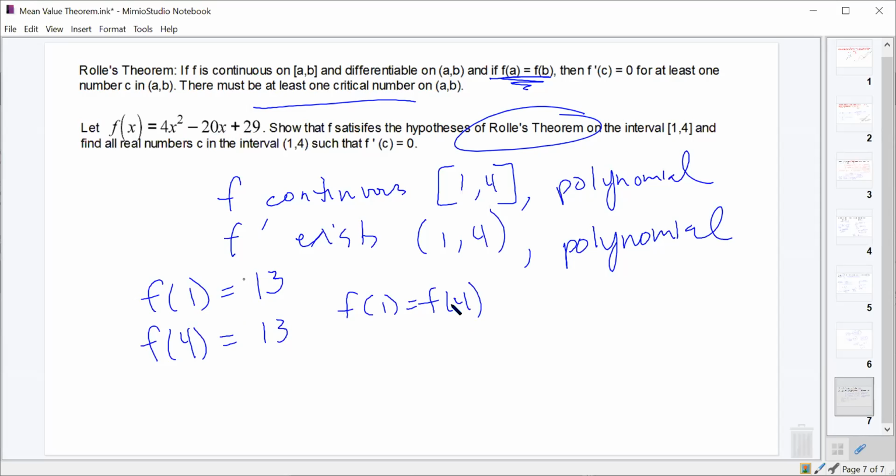And so we've now satisfied all three of the criteria for Rolle's theorem, which means we can now go in and say that the derivative of this, f prime, which is 8x minus 20, needs to equal 0. We know that it must equal 0 somewhere between 1 and 4. And all we have to do is solve that very simple equation, which gives us what? x equals 20 over 8, which is 5 over 2.